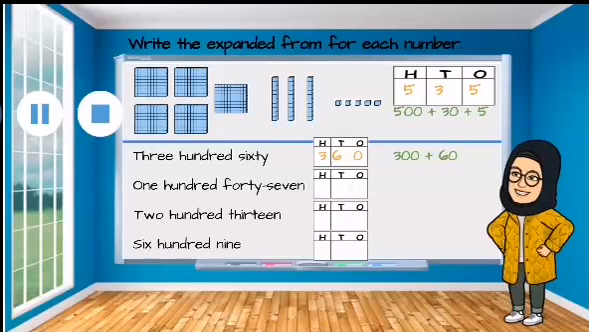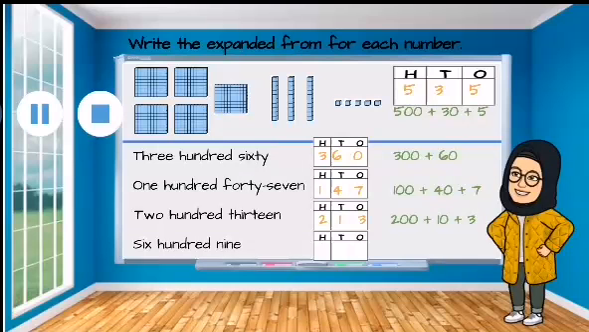The second exercise now is 147. So we have 1 in the hundreds place, 4 in the tens place, and 7 in the ones place. The expanded form is 100 plus 40 plus 7. The third exercise is 213. So we know that we have 2 hundreds. What about 13? How many tens does 13 have? It has 1 ten and 3 ones. Excellent. So 213 is going to be 200 plus 10 plus 3.